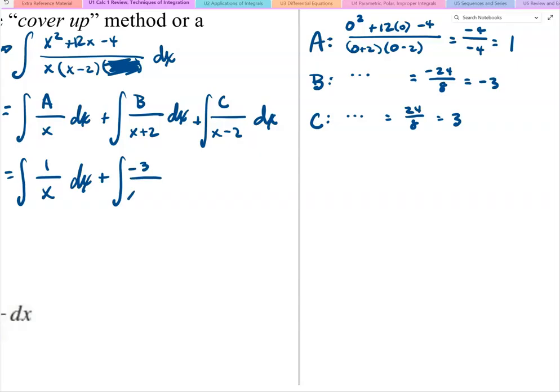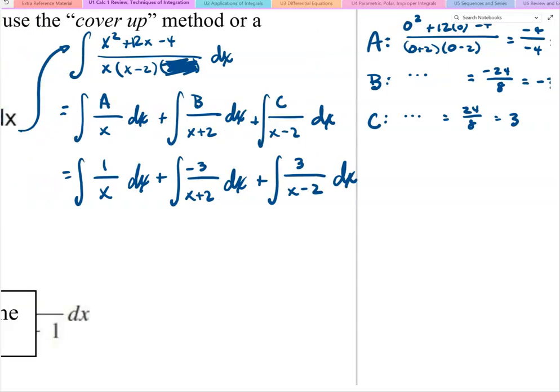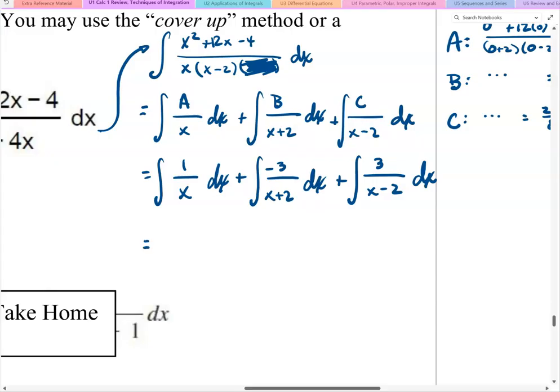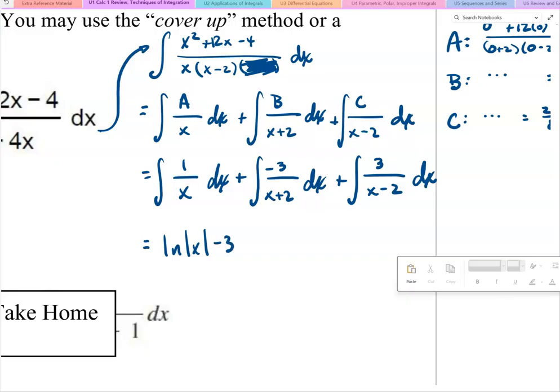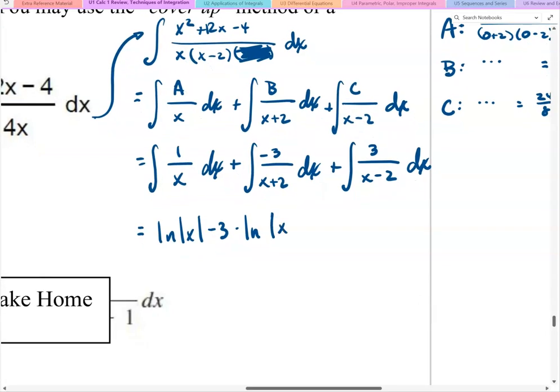Negative 3 over x plus 2 and positive 3 over x minus 2. And we can approach the antiderivatives from here. So the antiderivative of 1 over x is the natural log of the absolute value of x. The coefficient of negative 3, I'm just going to push that out to the front. And the antiderivative of 1 over x plus 2 is just the natural log of x plus 2. It's nice that there's no coefficient here to manage or to modify. And then finally, 3 times natural log of the absolute value of x minus 2.